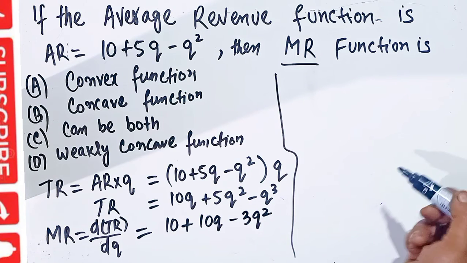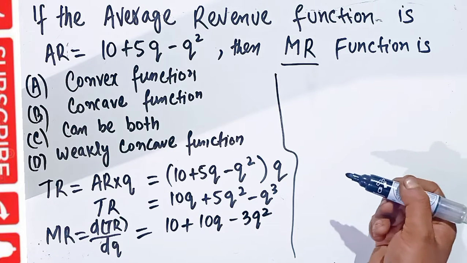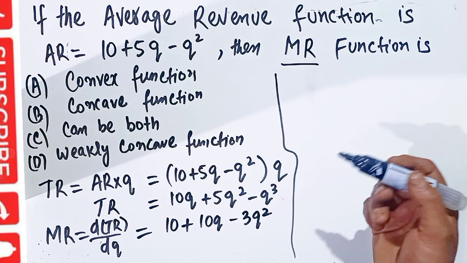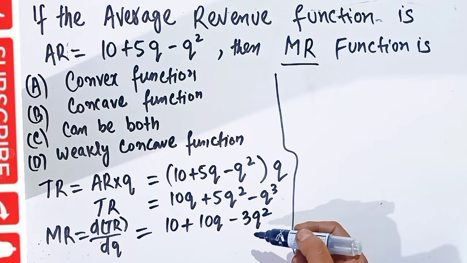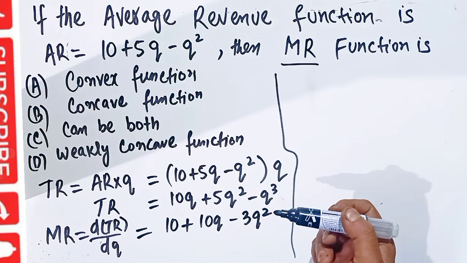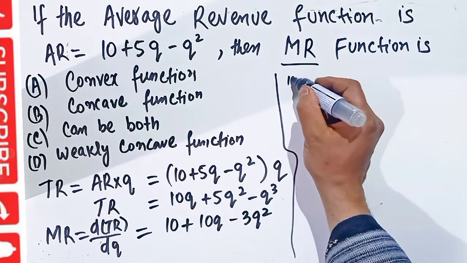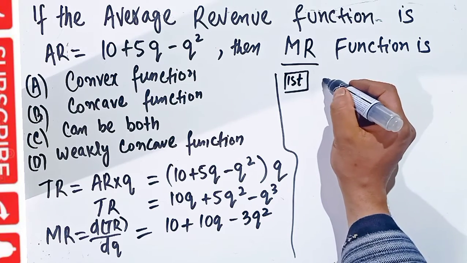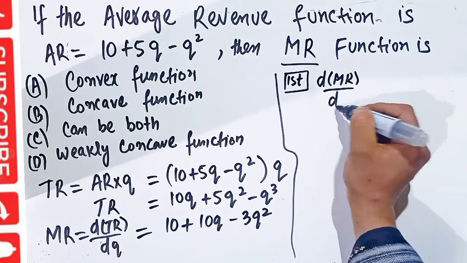Now we need to find out whether this marginal revenue function is concave, convex, weakly concave, or both convex and concave. For that we apply the second derivative test. If the second derivative comes out to be negative, then the marginal revenue function is concave. If it comes out to be positive, then the marginal revenue function is convex. So let's take the first derivative of the marginal revenue function, that is the derivative of marginal revenue with respect to Q.